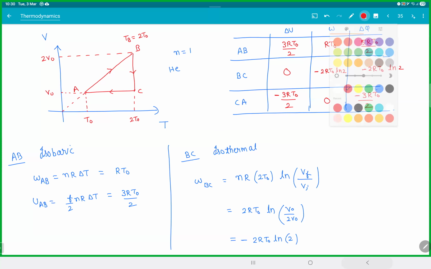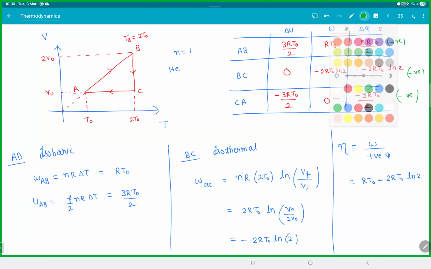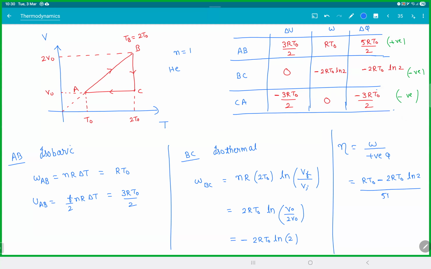You're done. So what is your efficiency? Efficiency is work done by positive heat. So the work done here will be RT naught minus 2RT naught ln 2. And remember, this is the only positive heat. The other two are negative heats which are rejected. So don't use them. Don't add up all this. If you do that, you'll get efficiency 100%. Divided by 5RT naught by 2. RT naught will cancel. You end up with 2 by 5, 1 minus 2 ln 2. Check.